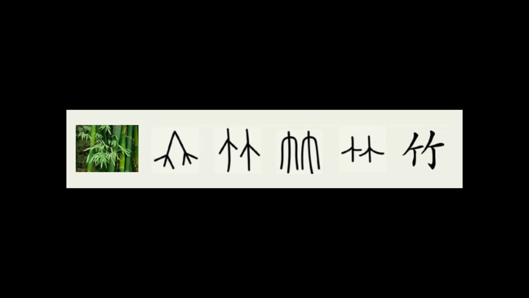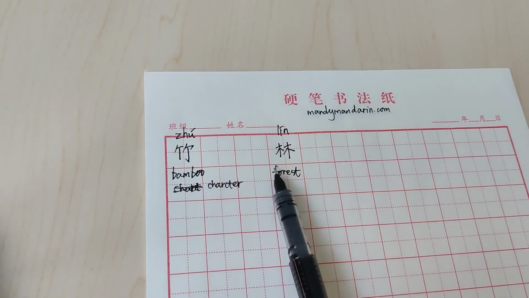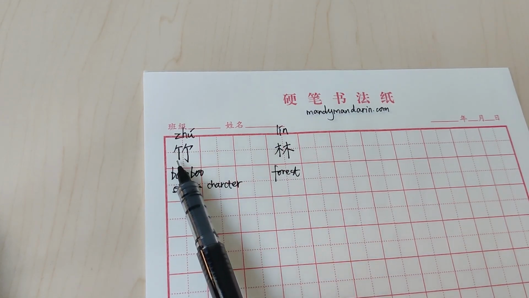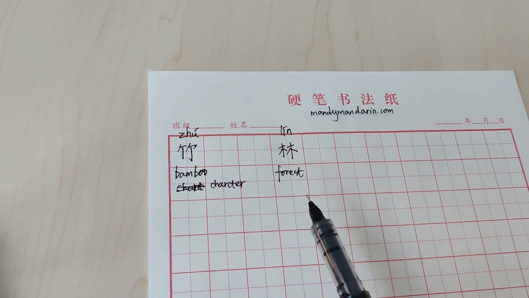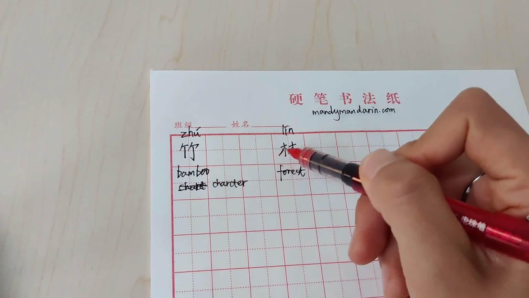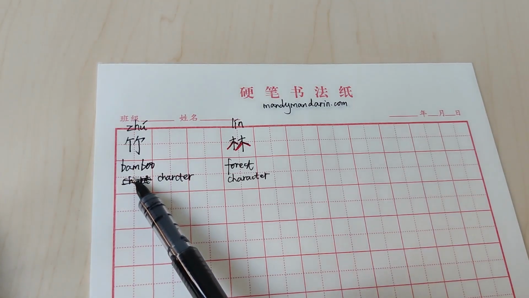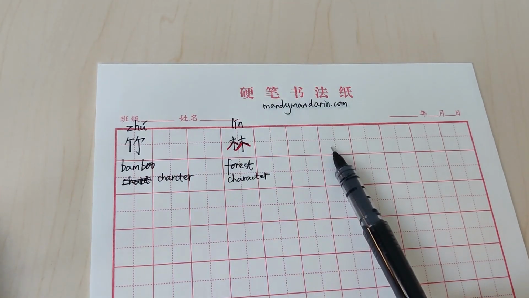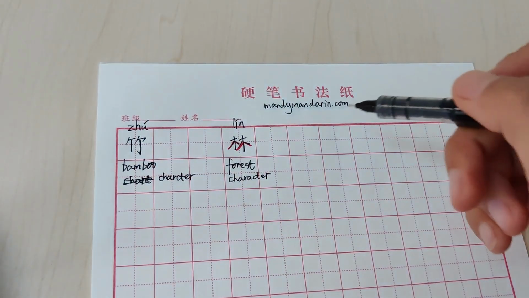And here is the evolution of the character. So you can see it evolved from the shape of the bamboo. But it also reminds me of another character, which is this one, 林, which means forest. The 竹 and the 林 are kind of similar because they're both the copy and paste pattern. But obviously, they're also very different. The 林 has this and this, this and this. Now let's turn the bamboo character into the bamboo radical. So we have to squeeze the bamboo character into this.